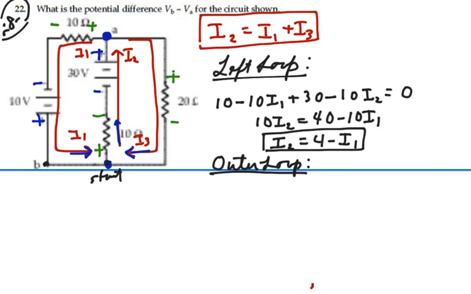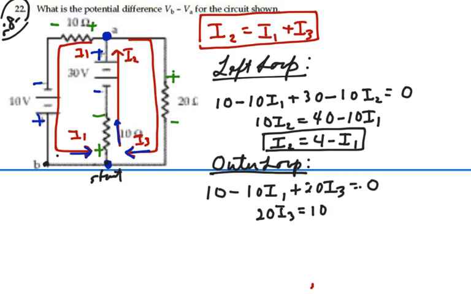And I'm going to start from the same spot. So the first thing I'm going to go into is that 10-volt battery. So I have 10 volts minus 10 I1. And as I proceed around, I'm going to enter that 20 ohm resistor, positive, plus 20 I3. And then I'm back to where I started. So that equals 0. I want I3 in terms of I1, so I have 20 I3 equals 10 I1 minus 10. So I3 is equal to 0.5 I1 minus 0.5.